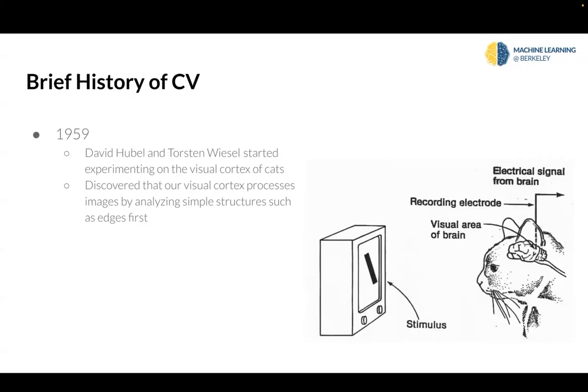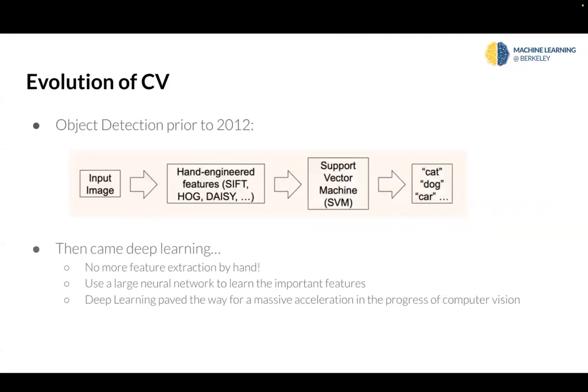And so what they found is that the early stages of visual cortexes process very simple structures such as edges or lines first, and then hierarchically go into more complex structures, detecting shapes and objects and so on. And this work eventually earned them a Nobel Prize. This also motivated the way we did object classification and object detection, just computer vision in general.